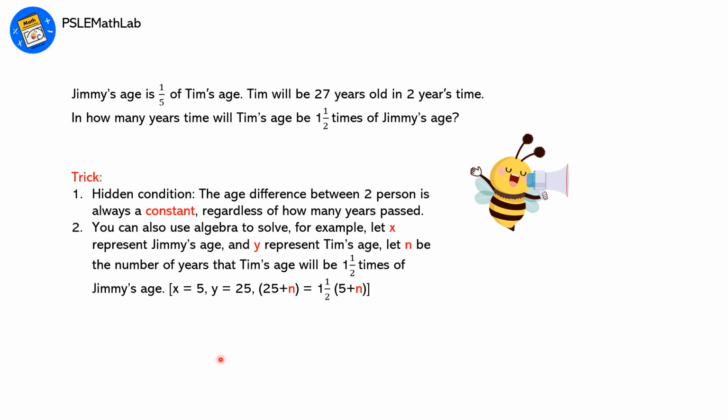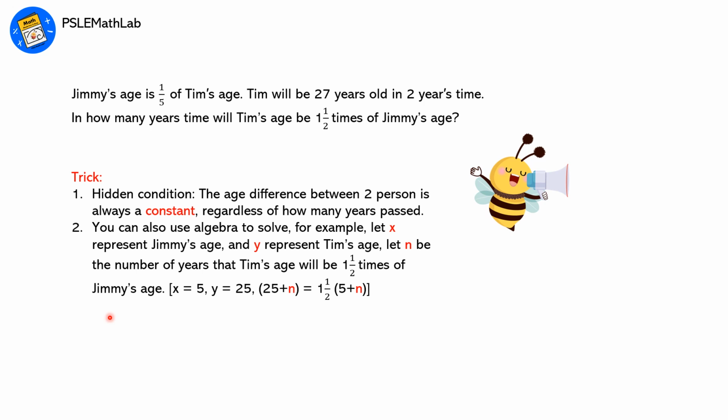But here we can also use algebra to solve. We let x represent Jimmy's age, y represent Tim's age, and n represent after n years. Because of this condition, we can tell y, which is Tim's age, equals 27 minus 2, 25, and Jimmy's age x is 25 times 1 over 5, which is 5 years old. And after n years, Tim's age will be 25 plus n, equal to 1.5 times Jimmy's age, which is 5 plus n.